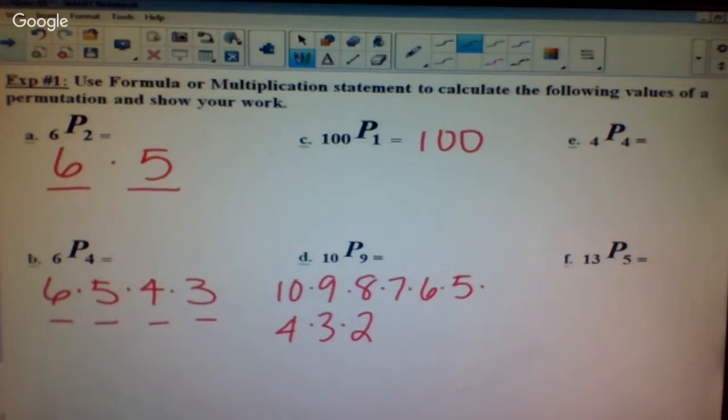4P4 looks like what as a multiplication statement? 4 all the way to 1. 4 times 3 times 2 times 1. What else could I use here since it goes the whole way down to 1? 4 exclamation mark. 4 factorial. 4P4 is the same thing as 4 factorial. Okay. And 13P5.